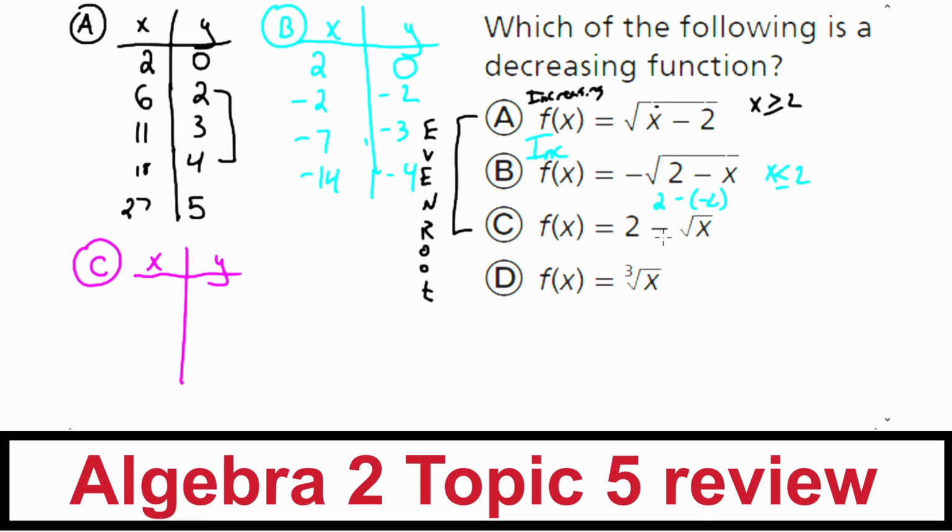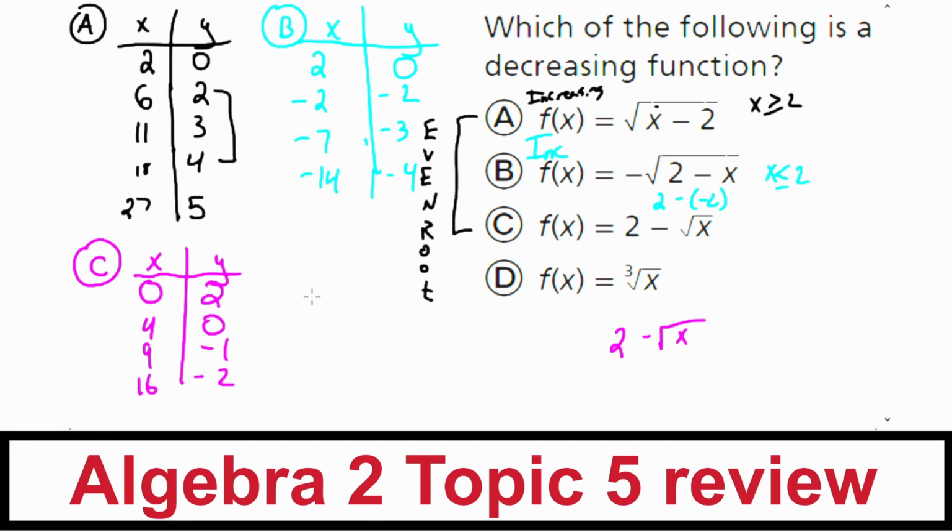So for C, I have 2 minus the square root of x. Now this one's the nicest to us. We can just put in perfect squares for our input, and then we can get our trend out of it from there. If I plug in 0, I get 2 minus 0, which is still 2. If I plug in 4, I get 2 minus 2, which is 0. If I plug in 9, I get 2 minus 3, which is negative 1. And here I have 16, so that's negative 2.